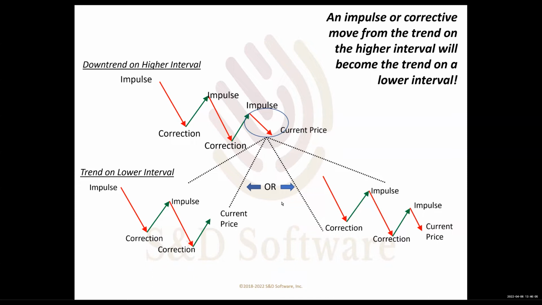So we're going to see impulse and corrective moves on the lower interval. These are going to be smaller impulse and corrective moves than what we see on the higher interval. But these are going to form a trend. So the basic relationship then is that an impulse or corrective move on a higher interval becomes the trend on a lower interval. And we're going to see this again and again.